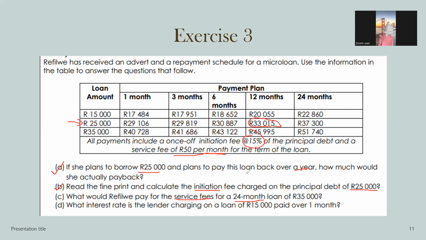37,300. That is 24 months of 35. Oh, no, wrong column. 35,000. What column is that? 51,740. That's about the 35,000. Okay, wait. So what would you pay for the service fees for a 24-month loan of 35,000?